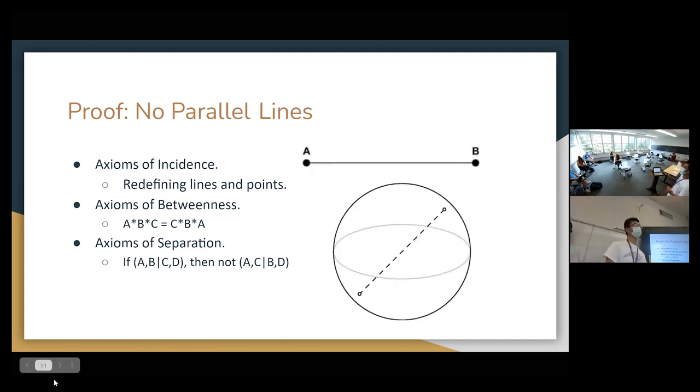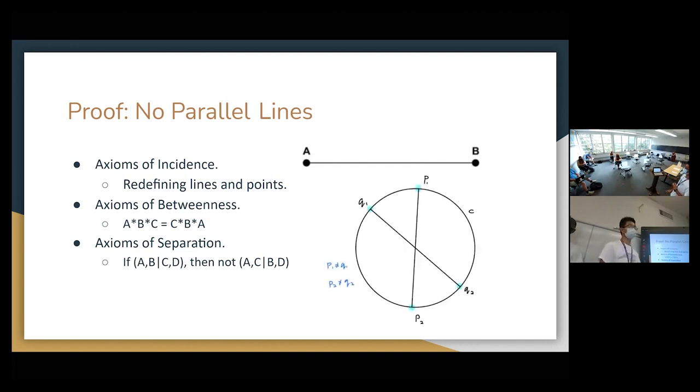So we have to redefine a point as a pair of antipolar points and a line as a great circle in order to prove that there are no parallel lines in elliptic geometry. And we'll be doing this by going through the axioms of incidence, betweenness, and separation, which will allow us to solidify the idea of a unique great circle. So first, the axioms of incidence basically state that given two distinct points, A and B, there will be a line L that forms the incidence between these 2 points. I just explained the axioms of incidence in a Euclidean context, and I'm going to move this over to a non-Euclidean context.